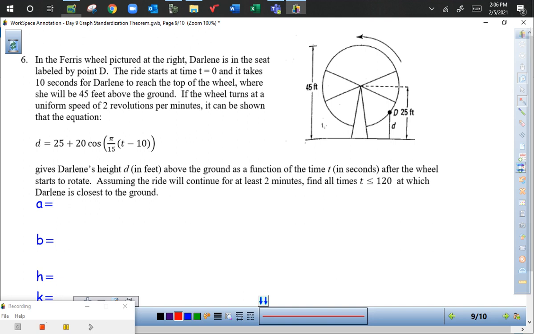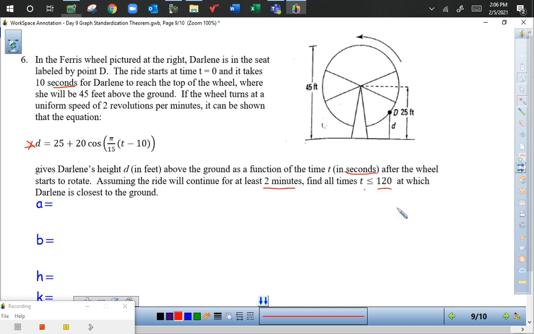So here we've got an equation that's giving Darlene's height off the ground along a Ferris wheel, and it tells us that t is in seconds, and we want to know, if the ride lasts for 2 minutes, find all the times from t less than or equal to 120, which is just your 2 minutes in seconds, where she is closest to the ground.